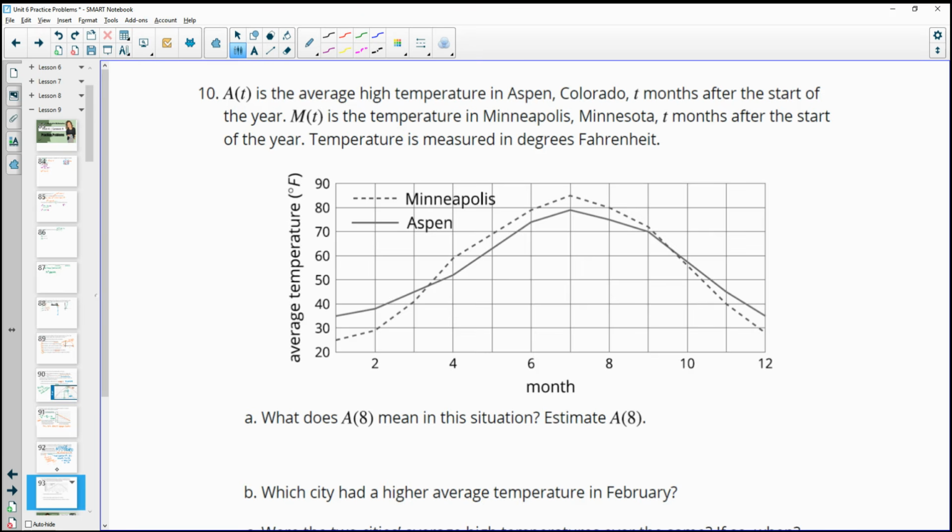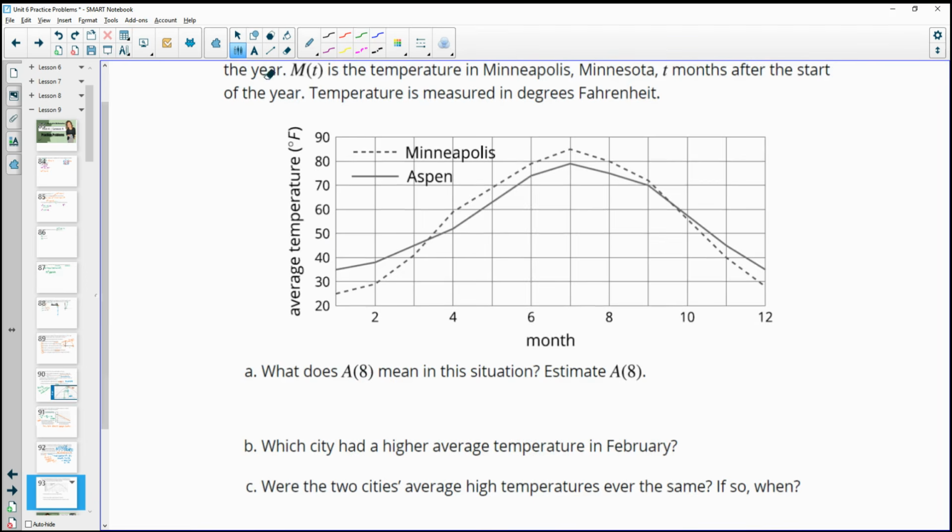Then number 10 says that A of T is the average high temperature for Aspen, Colorado, T months after the start of the year. M of T is the temperature in Minneapolis, Minnesota, which is actually where I am, T months after the start of the year. Temperature is measured in degrees Fahrenheit. So what does A of 8 mean in this situation?